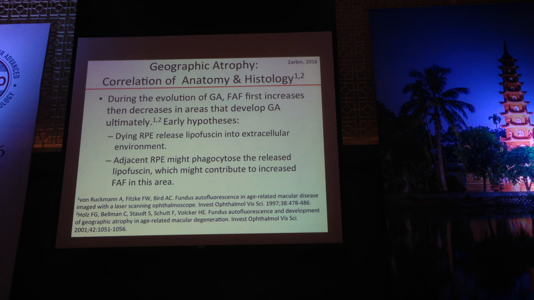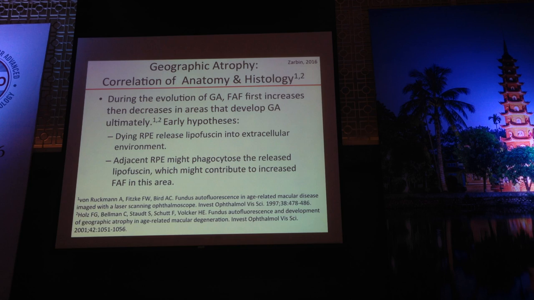Now, what does the fundus autofluorescence mean? You know, I can tell you what I'm sure it means, and then I can speculate what I think it means. What I know for sure is that during the evolution of geographic atrophy, in some areas, you will see an increase in fundus autofluorescence. Eventually, that decreases. You can see atrophy progress in areas that don't have an increase in fundus autofluorescence, though.